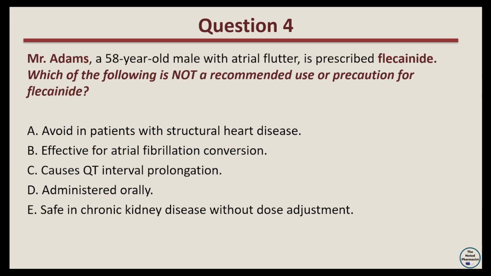Question 4. Mr. Adams, a 58-year-old male with atrial flutter, is prescribed flecainide. Which of the following is not a recommended use or precaution for flecainide? Option A, avoid in patients with structural heart disease. Option B, effective for atrial fibrillation conversion. Option C, causes QT interval prolongation. Option D, administered orally. Option E, safe in chronic kidney disease without dose adjustment.